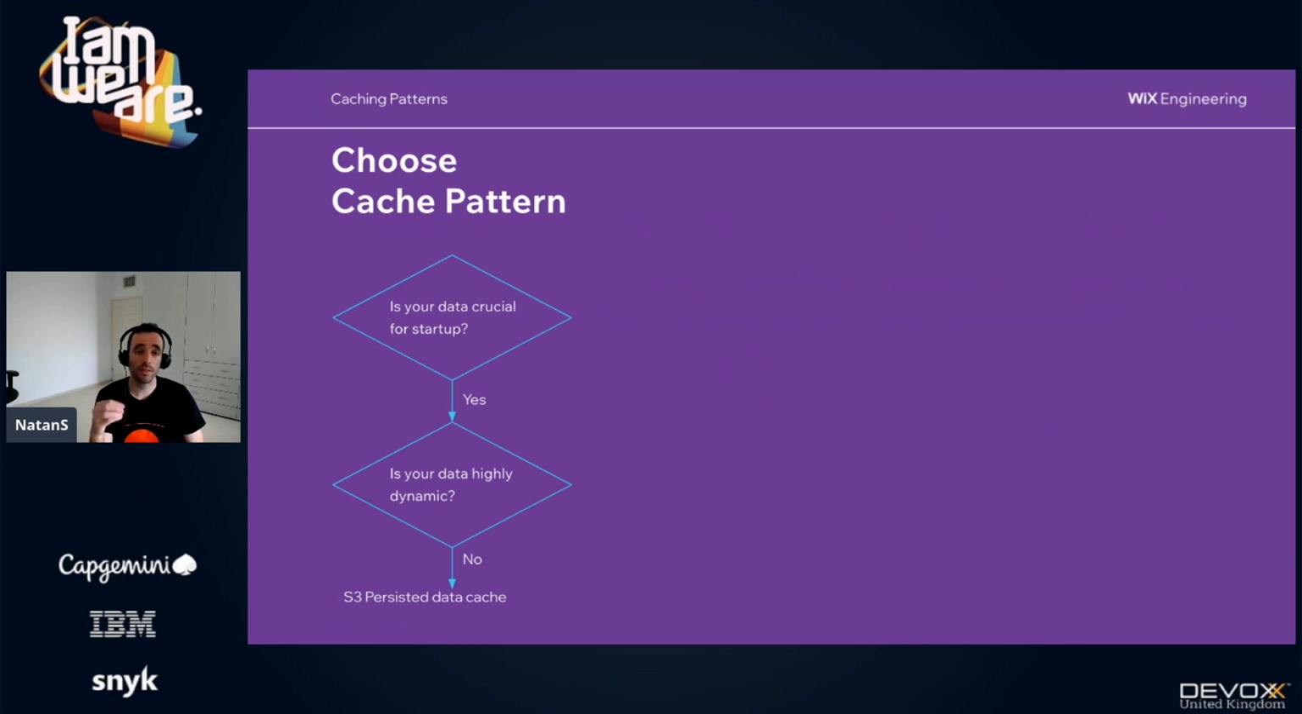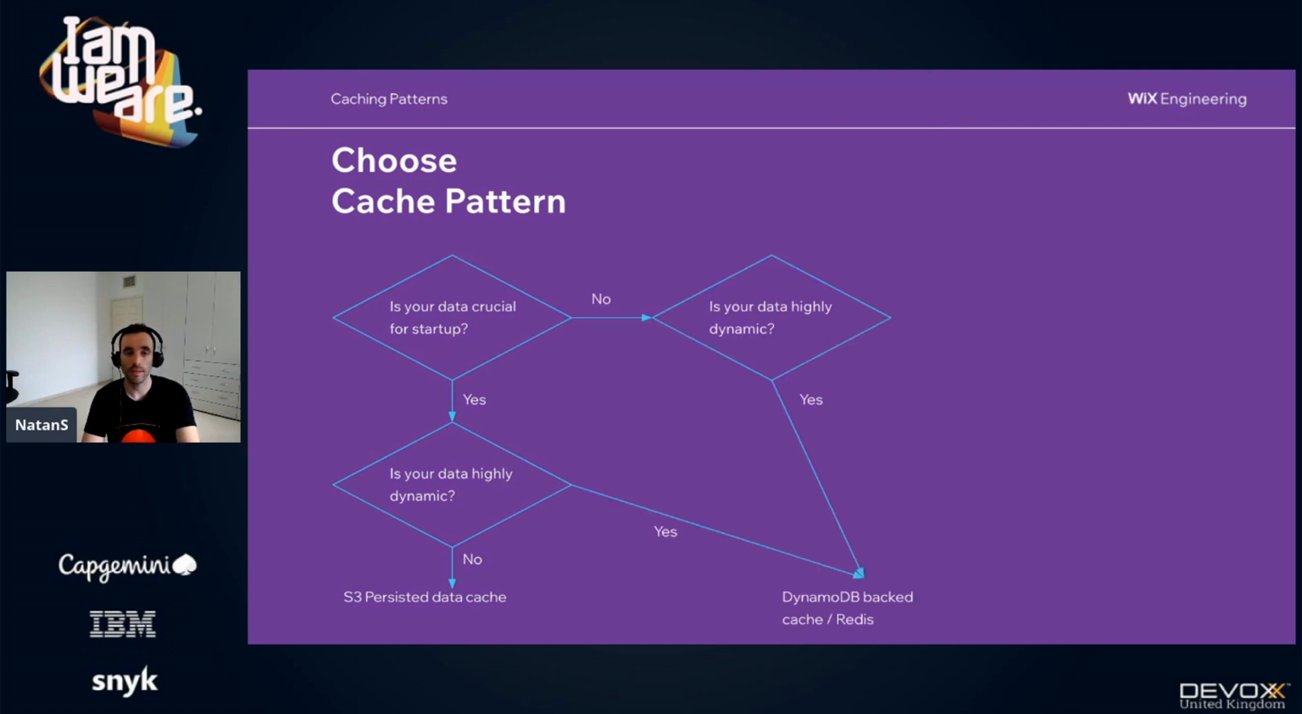And I've created this very simple flowchart in order to understand the different use cases and when to use each cache. So, is your data crucial for startup and does not really change a lot? It's like mostly static configuration data. Then you can just have a backup in S3 and be done with it. You don't have to make it more complex than it is.